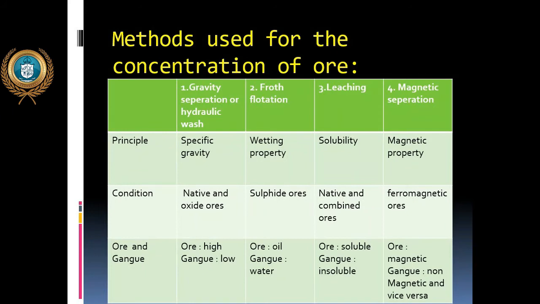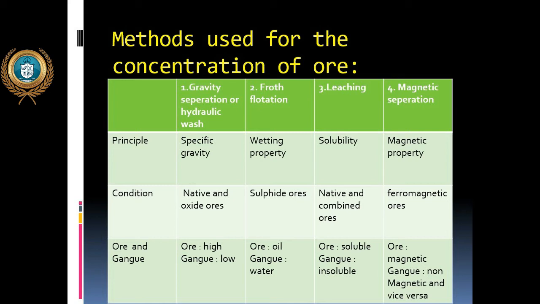So these are the methods used for the concentration of ore. The first is gravity separation or hydraulic washing, then second is froth flotation, then third leaching, then fourth magnetic separation. Here by comparison we will see the principle, condition and the nature of ore and gang. First we will study the comparison, then each method we will discuss later.